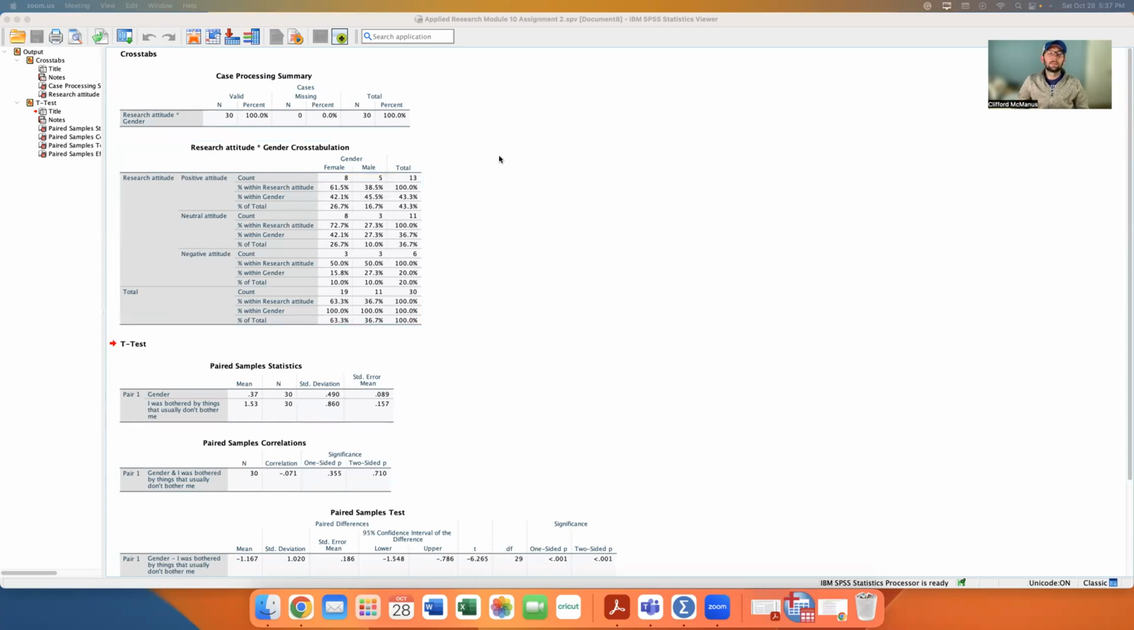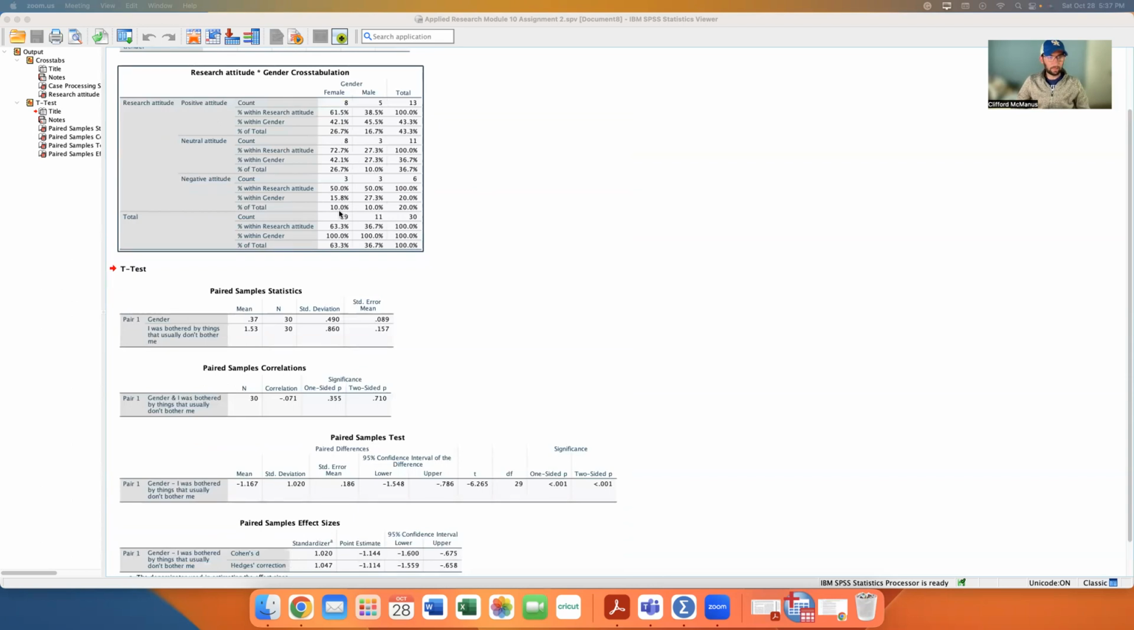What this table shows is out of 13 respondents that had a positive attitude, 61.5% were female, 38.5% were male. And out of all females in the sample, 26.7% had a positive attitude about the research, and out of all males, 16.7% had a positive attitude.